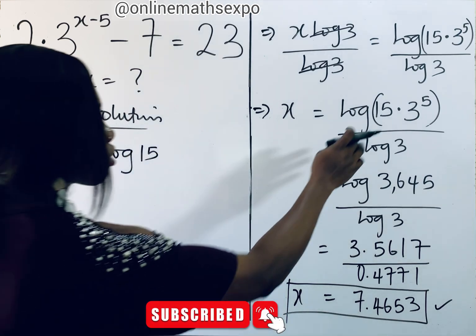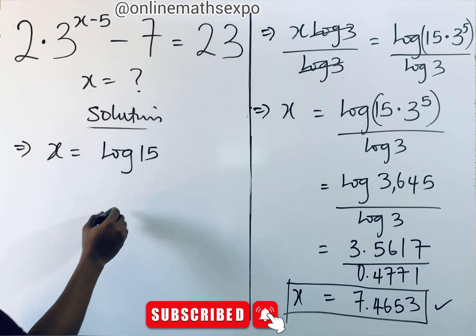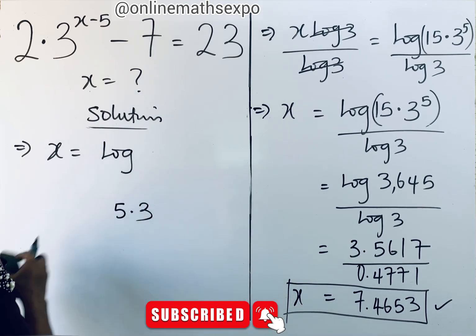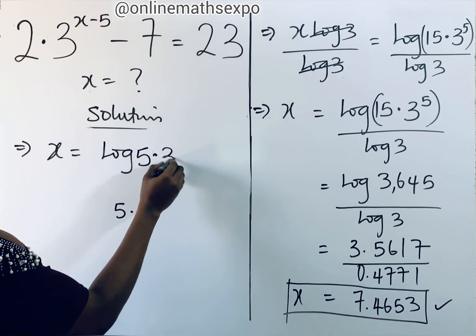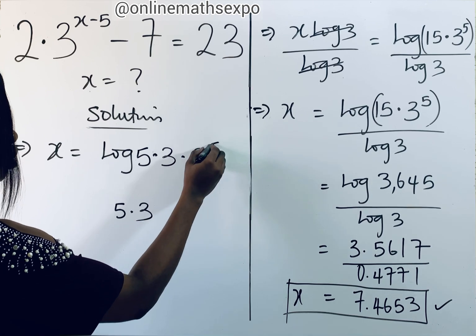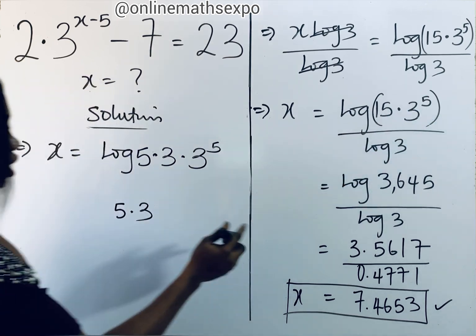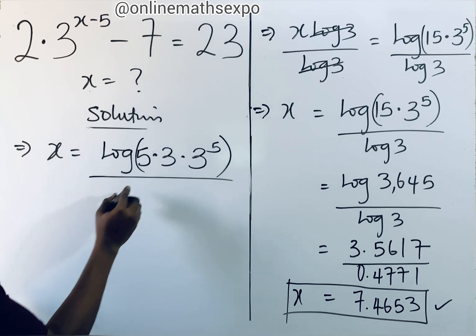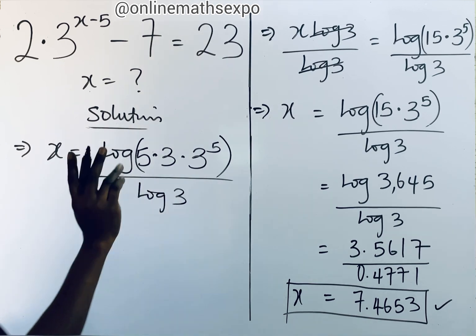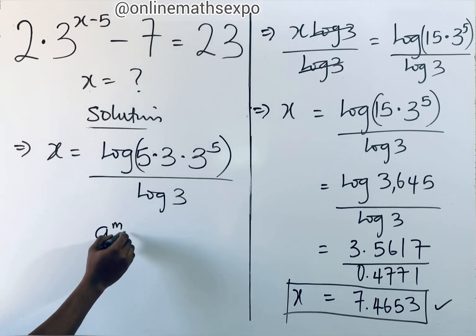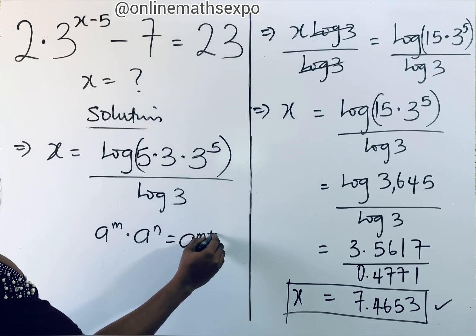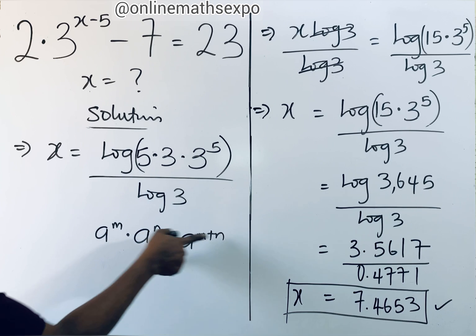We know too well that 15 is the same thing as 5 multiplied by 3. So we can just write it as 5 multiplied by 3 multiplied by 3 to the power of 5. Okay? And everything is divided by log of 3. Now, what do you do? Remember, a to the power of m multiplied by a to the power of n gives you a to the power of m plus n. Okay, you add the powers.